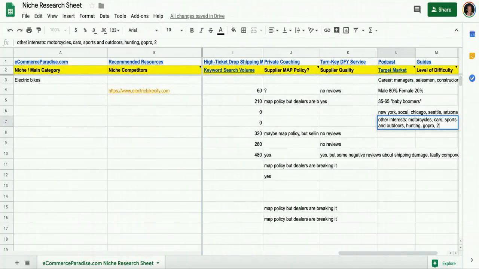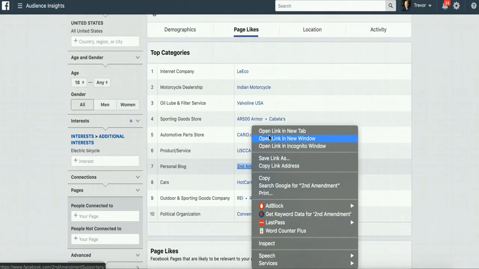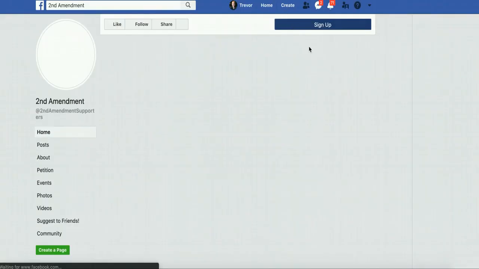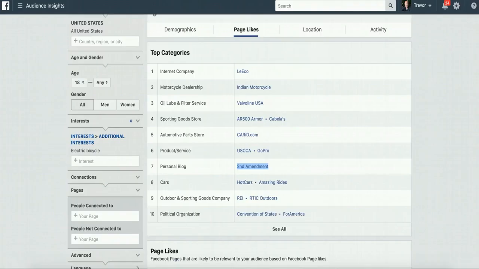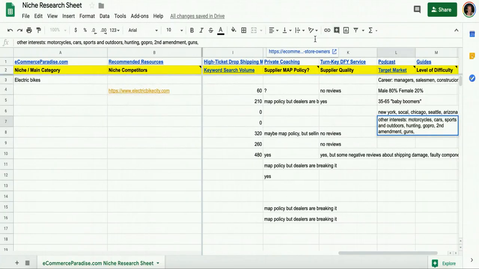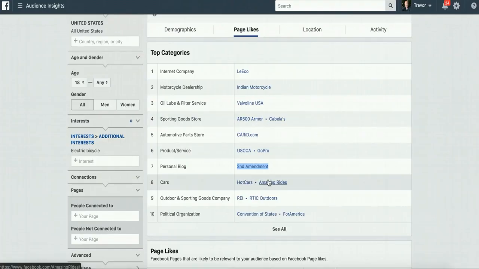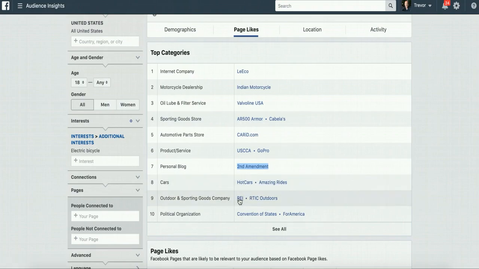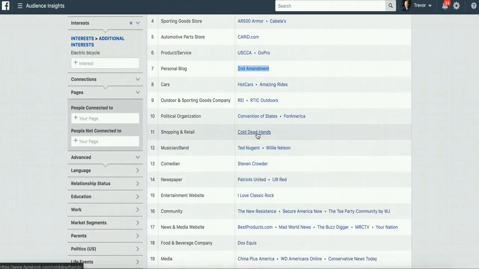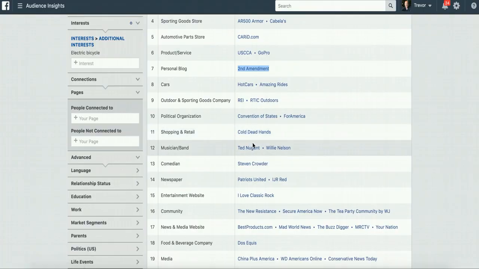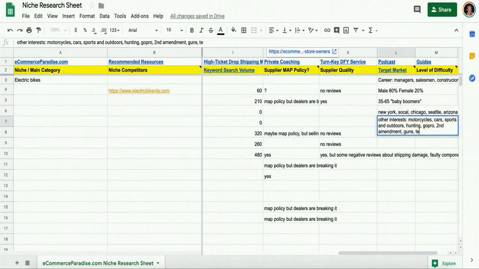Second Amendment, that's interesting. I think that's like the right to bear arms or something like that, right? Double check. Sorry, getting all these notifications here. Yeah, I'm pretty sure it's the right to bear arms. So they're into guns, let's put that, guns. Cars for sure. Sport, we already got that. For America. Cold Dead Hands. Ted Nugent, Willie Nelson.